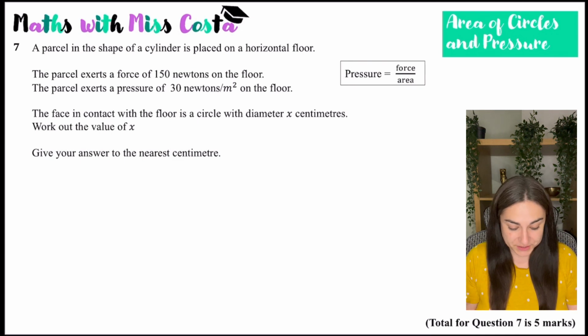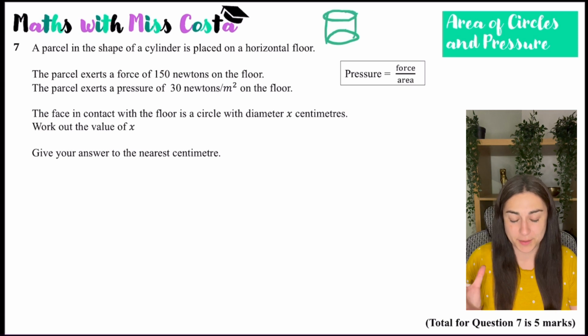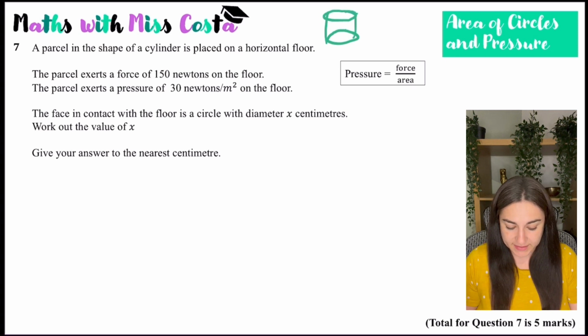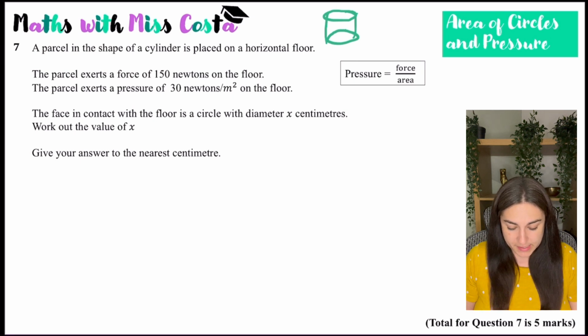Okay, so in this question, I am told that a parcel in the shape of a cylinder is placed on a horizontal floor. So you could just visualize what's happening. So it's a parcel in the shape of a cylinder. The parcel exerts a force of 150 newtons on the floor and a pressure of 30 newtons per meter squared. The face in contact with the floor is a circle, so over here, with diameter x centimeters. And I need to work out the value of x.